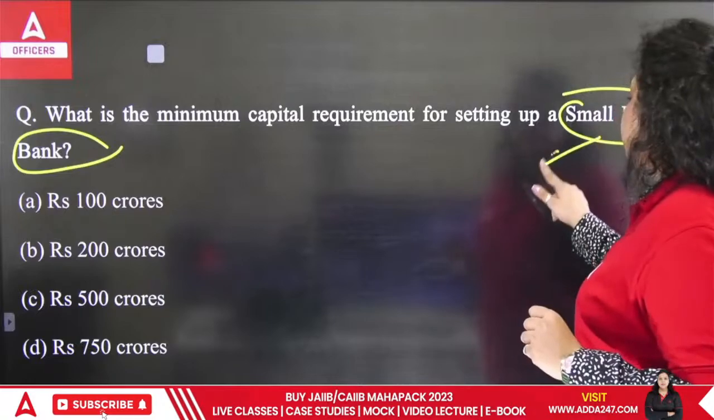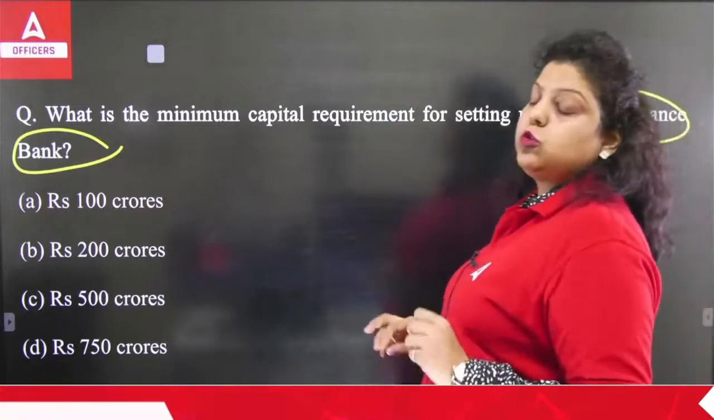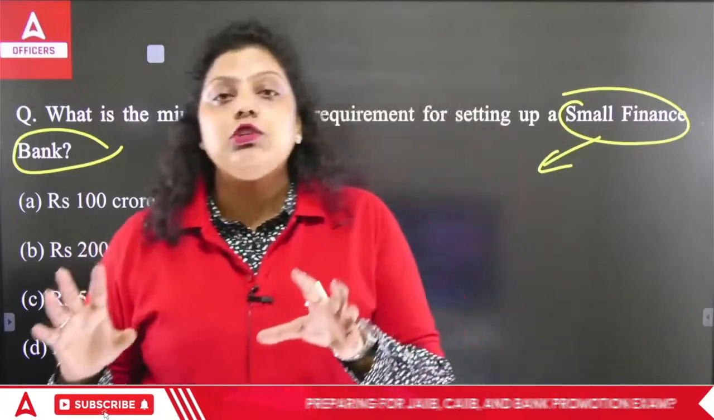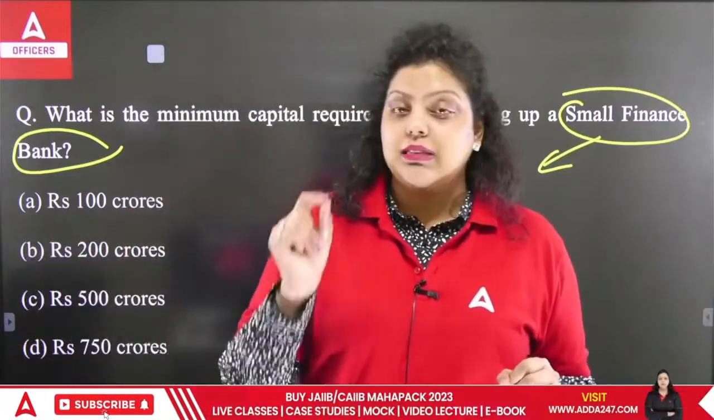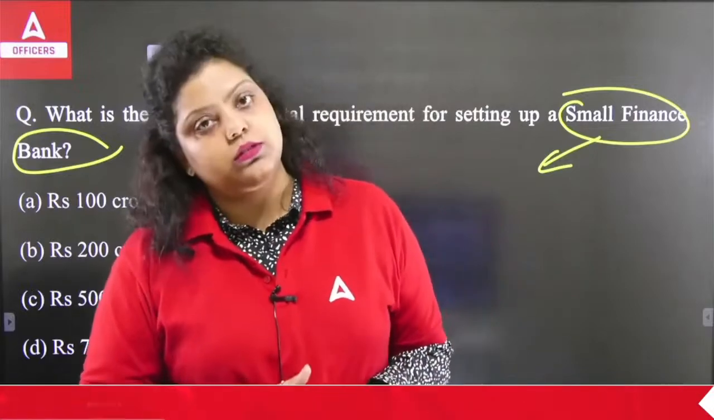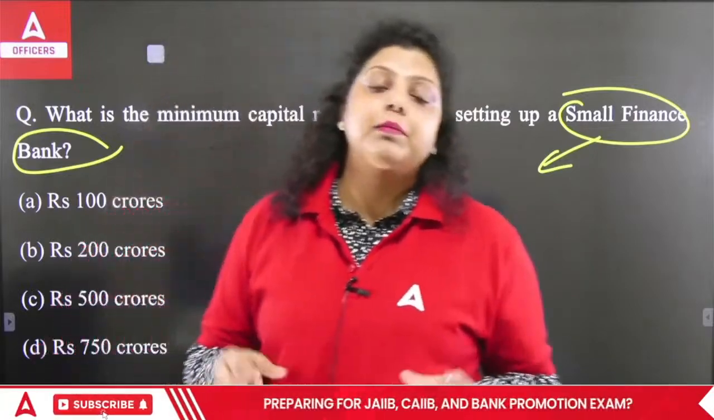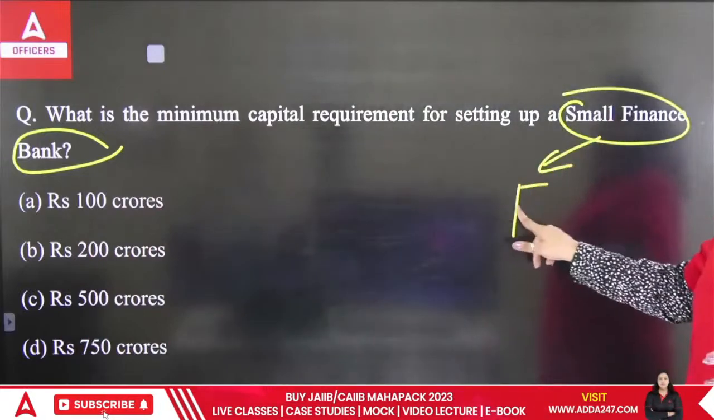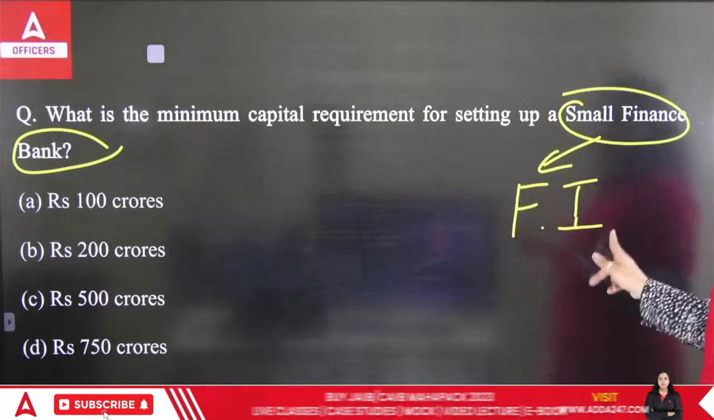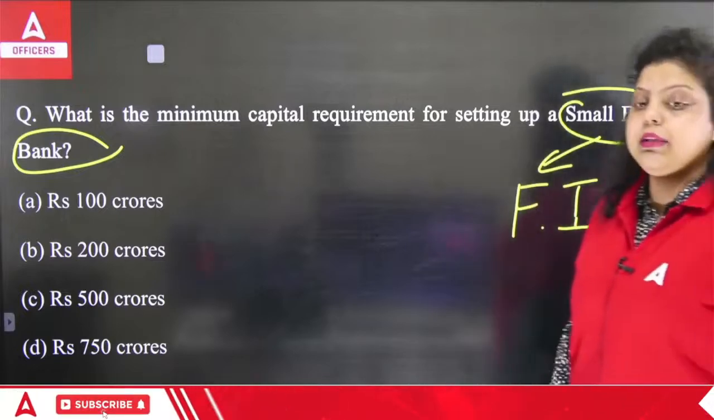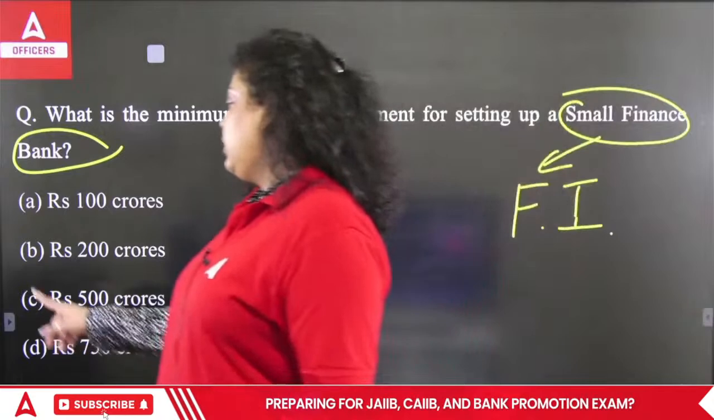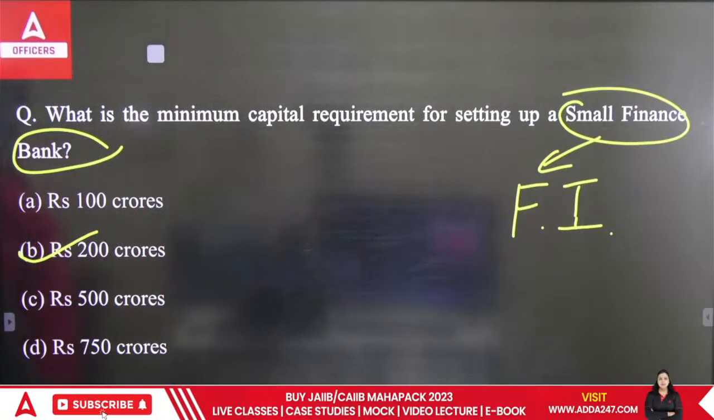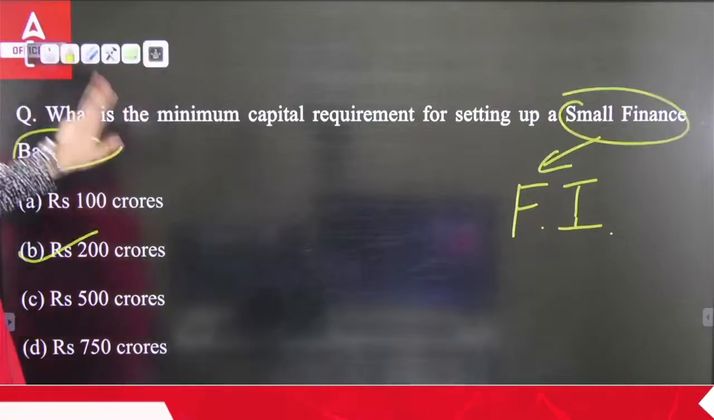Now, what is financial inclusion? Financial inclusion means linking each and every person of the country with financial products and services. And that should be done at an affordable cost, a cost that can be afforded by each and every person of the country. That is the reason for introducing the small finance bank. And the initial capital required right now to open a small finance bank is 200 crore. Okay, how much initial capital is required? 200 crore.